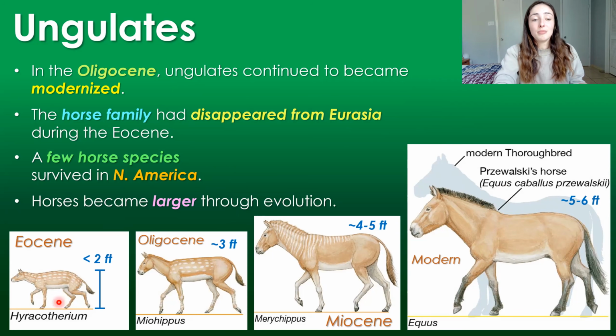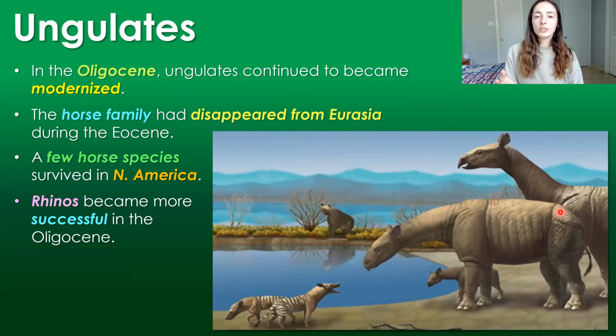And we can see in these images here in the Eocene, this little horse here was less than 2 feet. And then in the Oligocene, it got a little bigger, around 3 feet. And then in the Miocene, which is in the Neogene, which we'll talk about later in next Neogene videos, it got 4-ish, 5-ish feet. And then modern day horses are obviously 5 to 6 feet tall. But horses aren't the only ungulates that became more modernized in the Oligocene. Rhinos also became, some of them became more modernized, but some of them were just super successful but didn't look like modern rhinos at all, such as the picture shown here.